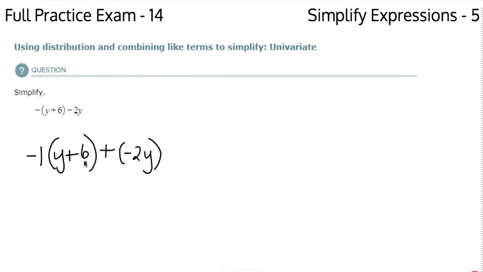So I look outside. I have multiplication outside, and I have addition outside. According to the order of operations, multiply will come first, then adding will come second. So let's distribute this -1. So I get -1 times y plus -1 times 6.